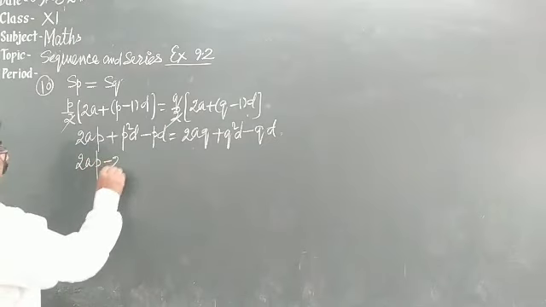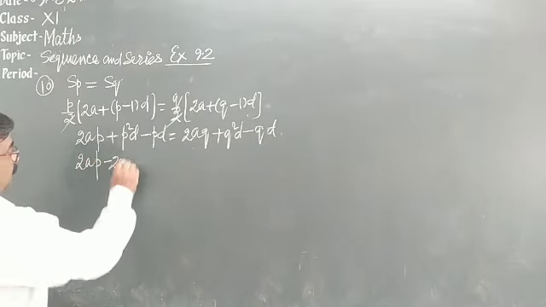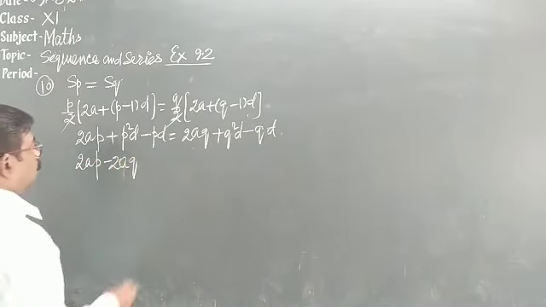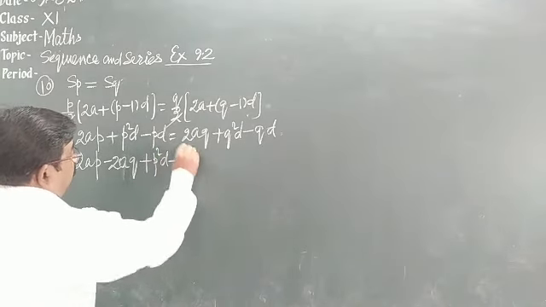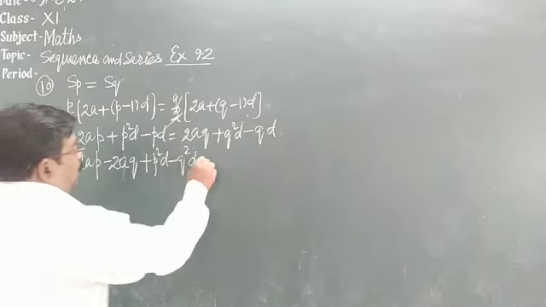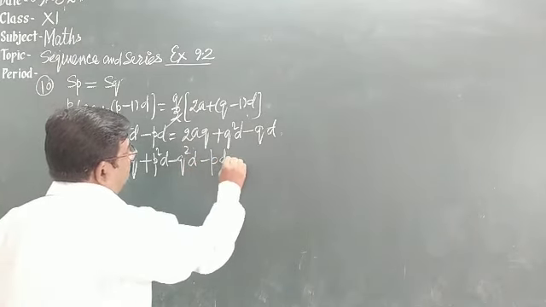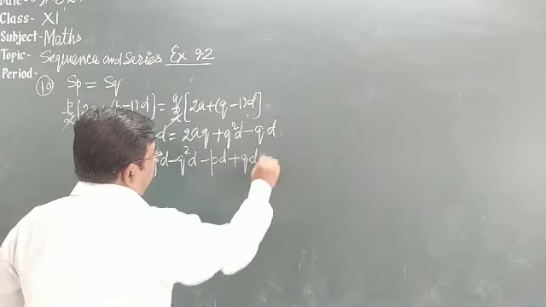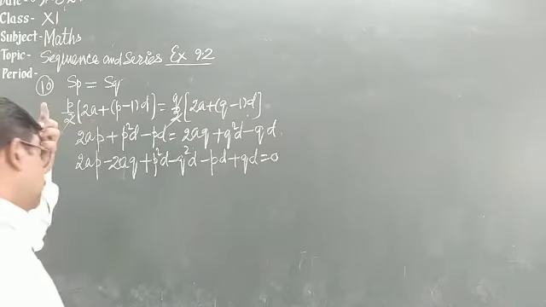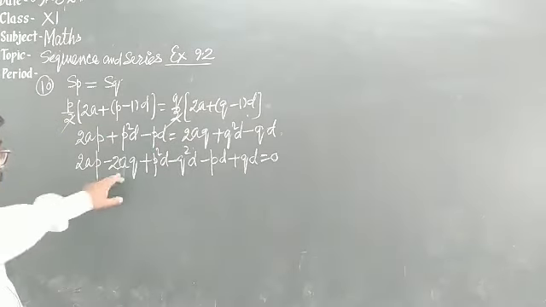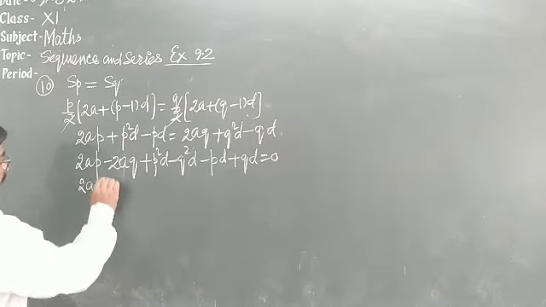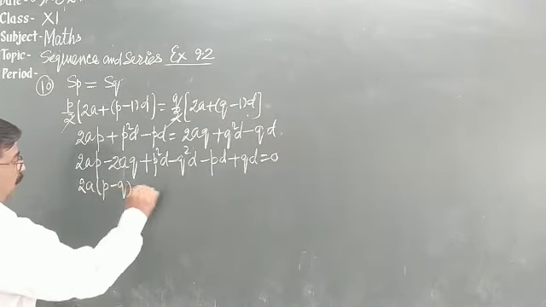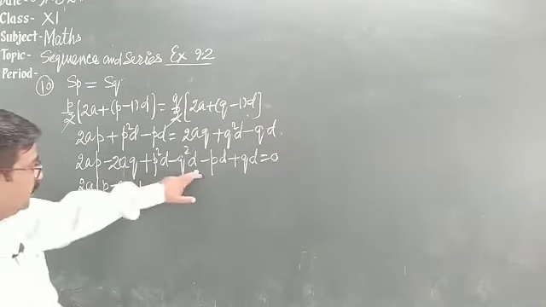2AP minus 2AQ plus P square D minus Q square D minus PD plus QD is equal to 0. See, here 2A is common. We have P minus Q, plus here D is common.